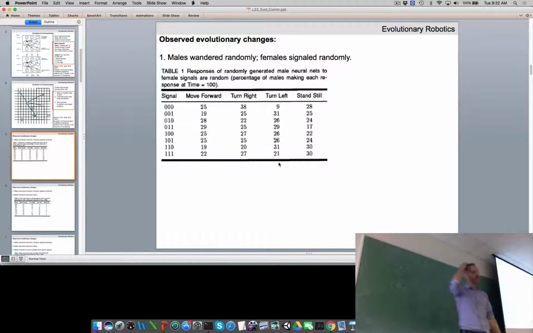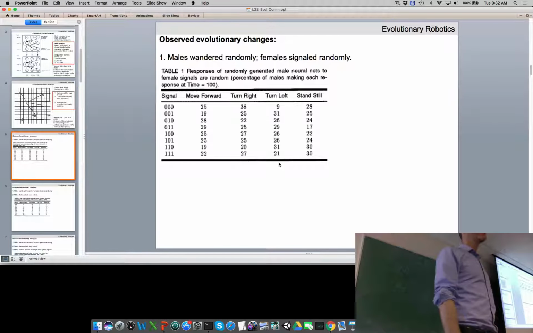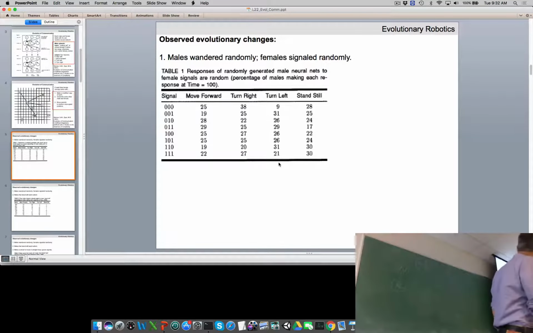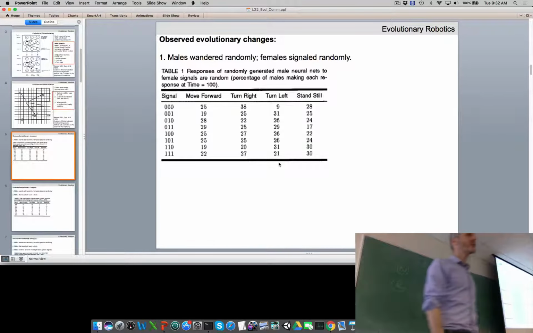Would the top one with the 3 zeros be no song, or would that be? It's still a song. The female can emit 0, 0, 0. That's right. Each row here corresponds to what males tended to do when they heard that song. It doesn't report what they did when they didn't hear the song.